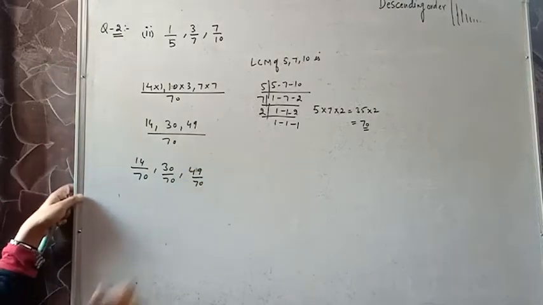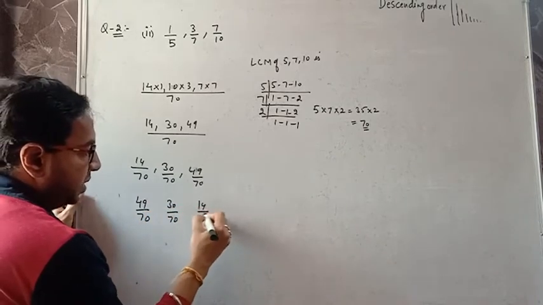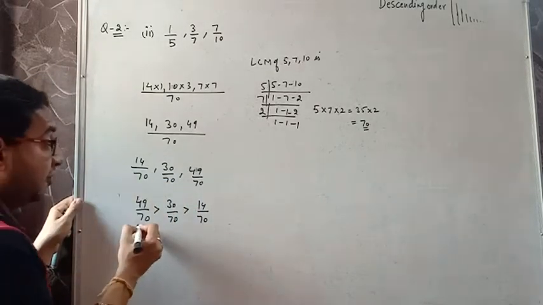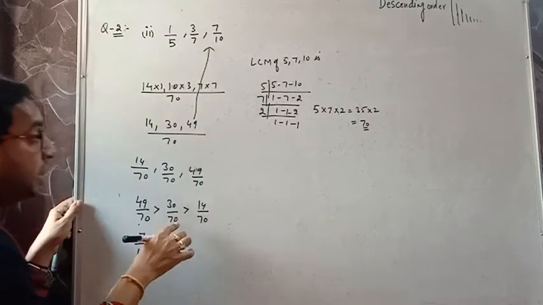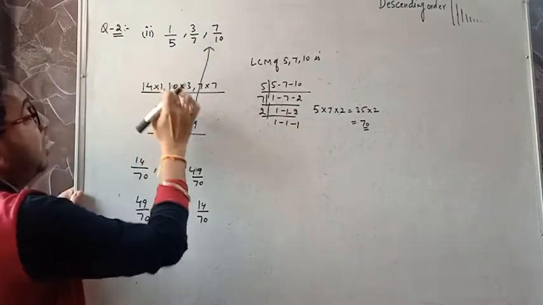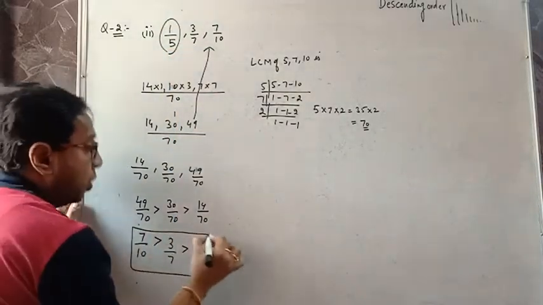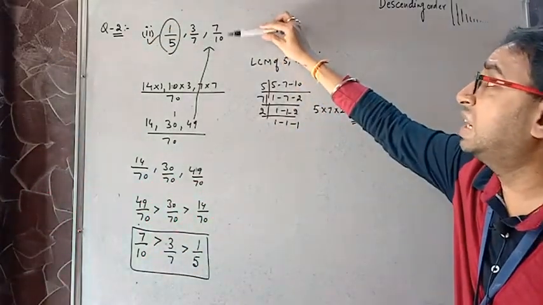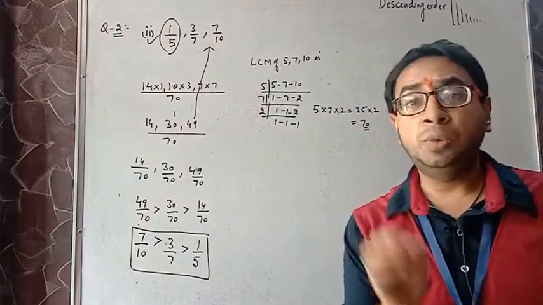Now among these, which is larger? Of course 49. Then 30 by 70, then 14 by 70. Put them like this, larger first, because this is how we write in descending order. Then 49 by 70 corresponds to 7 by 10, so put the exact value 7 by 10. 30 by 70 represents 3 by 7. And last but not the least, 14 by 70 represents 1 by 5. So this is the correct descending order of the given fractions. You can see that the question was asking for ascending order, but we have converted it into descending order. Clear with this? So you can do it.